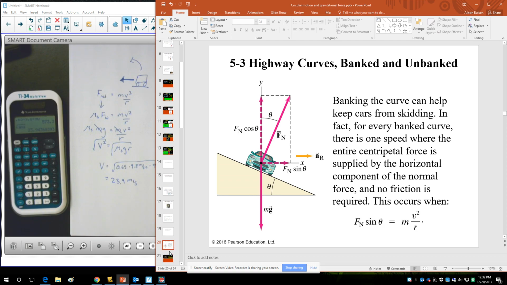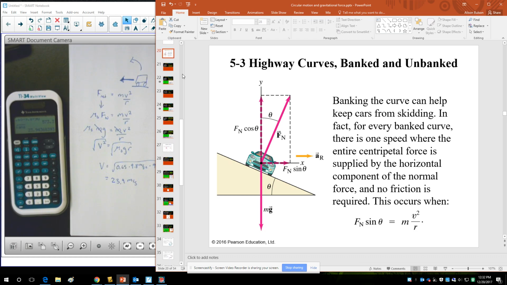I'm not sure if there's any banked curves around Salt Lake City. Maybe you can tell me, give me some feedback.